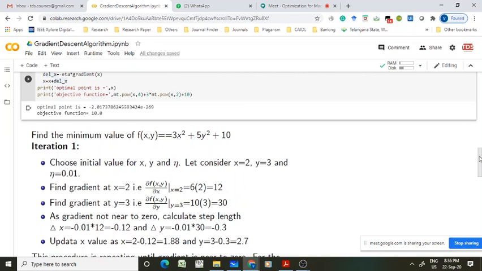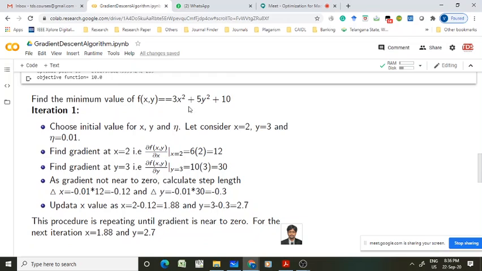Now our objective function is f of x, y equal to 3x square plus 5y square plus 10. Let's assume initial points are x equal to 2 and y equal to 3. Now you have to calculate the gradient of this function with respect to x, and with respect to y, at this point. Then dou f by dou x equal to 6x. So 6x means 6 into 2, that's equal to 12.